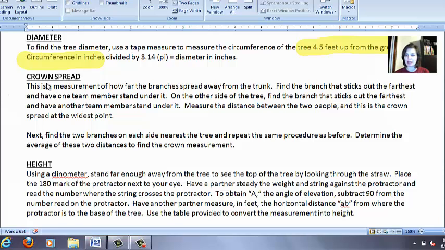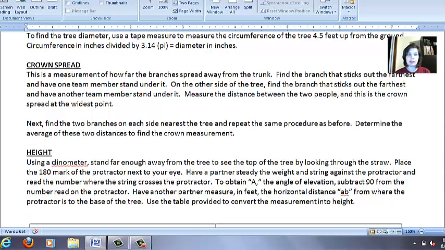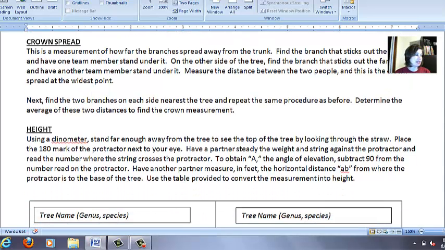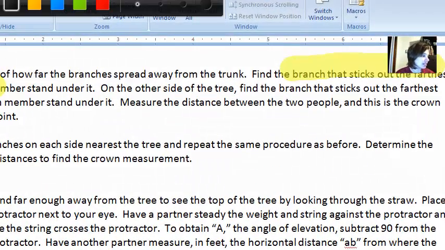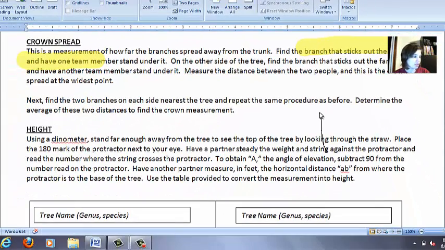The second one that I want you to figure out for me is the crown spread. As it says here, crown spread is a measurement of how far the branches spread away from the trunk. Some trees have a larger crown spread than others. They're more rounded in shape, whereas other trees are taller and more linear in shape. So the crown spread can tell you a lot about the type of tree that you're looking at. You're going to find two branches on either side of each other that stick out really far from each other. I'm going to do a little sample tree here over the top of the words.